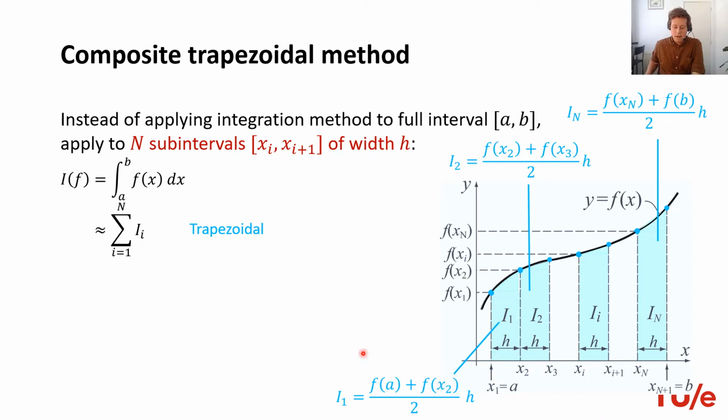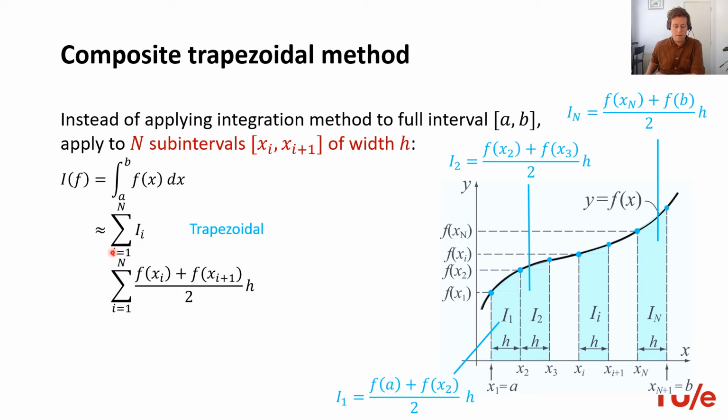You can apply the trapezoidal rule to the first subinterval I1, and you see that it will be equal to f(a) plus f(x2), divided by 2, times h, and that is exactly the area of this trapezoid, which is equal to I1. You can continue to do this for each of the subintervals as well. Summing this all up, this ends up with the following formula.